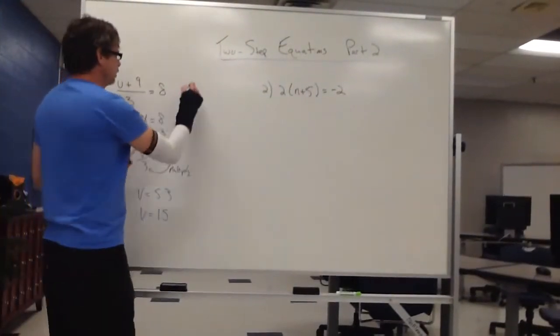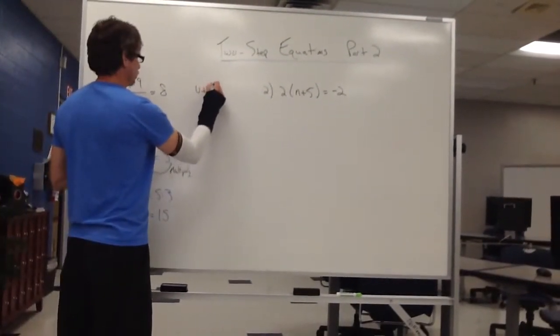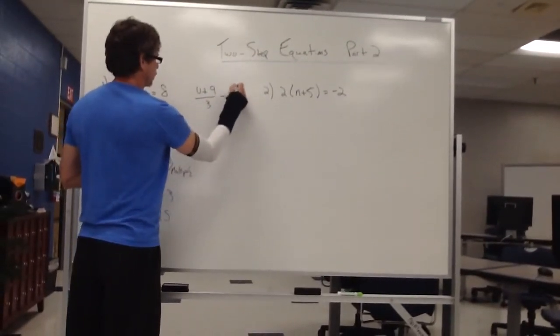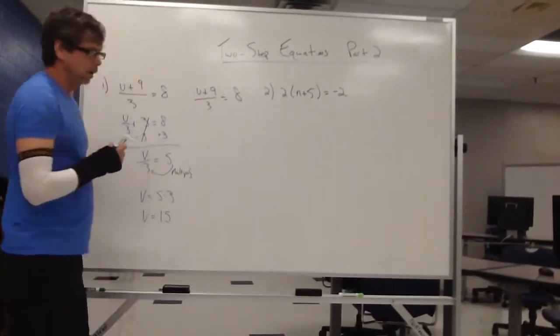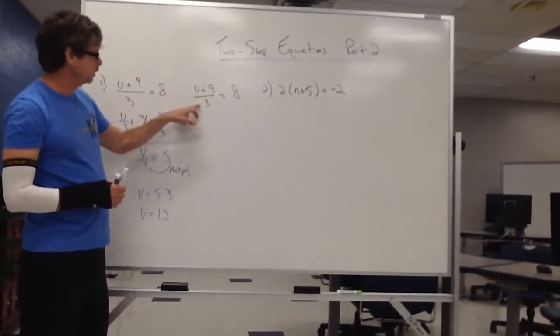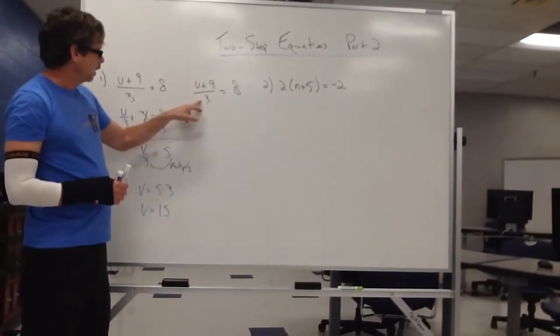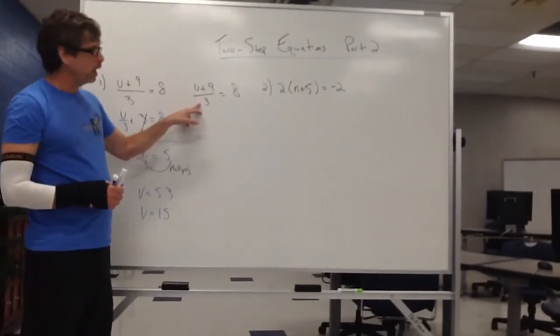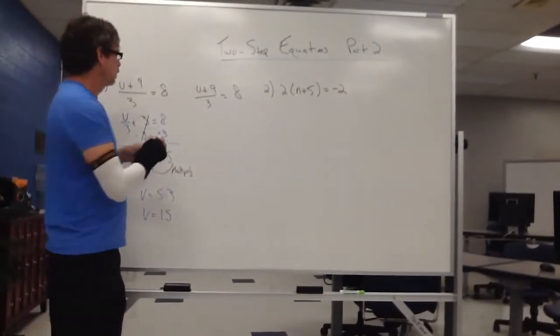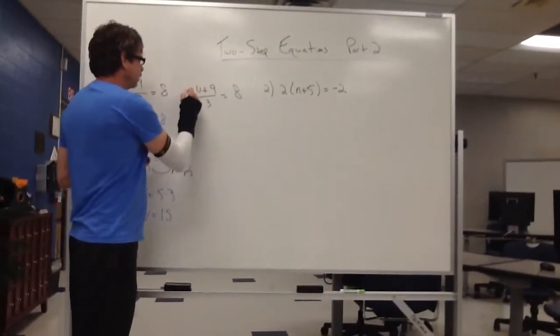So I'm going to rewrite this problem. Another strategy is make this 3 divide out of the problem. And to make a 3 divide out of the problem, what we're allowed to do is multiply each side by 3. So let's multiply each side by 3 and let's see what happens.